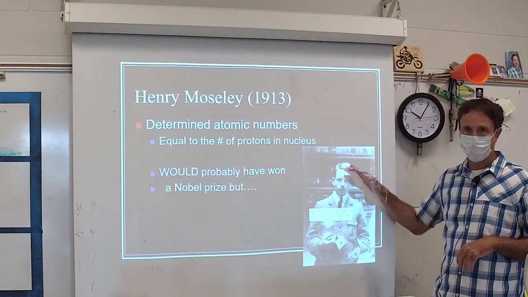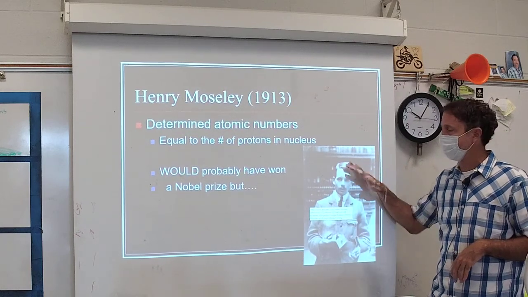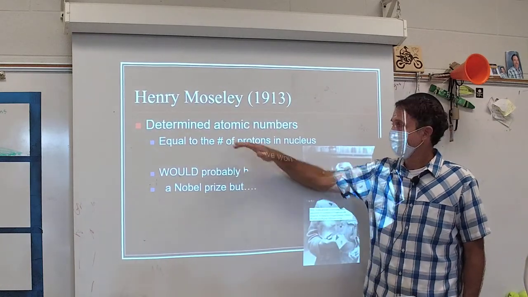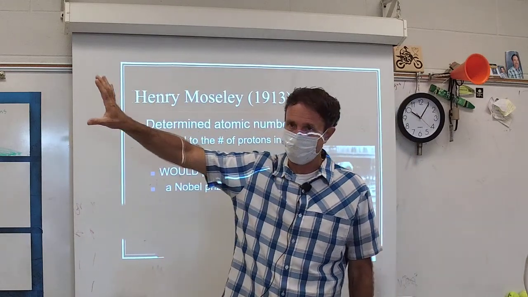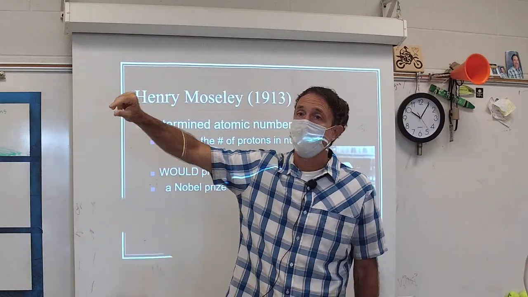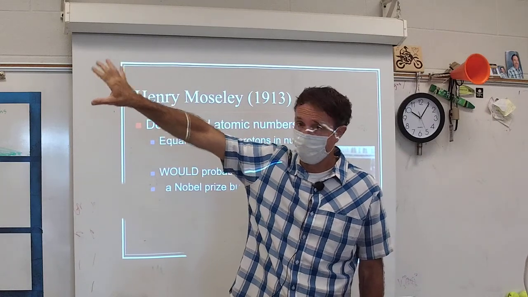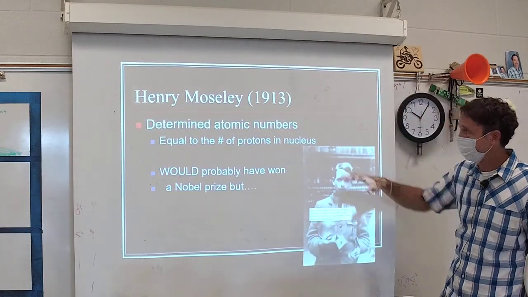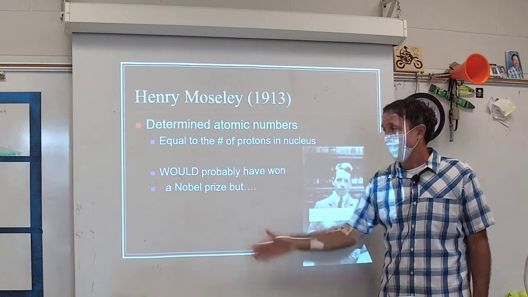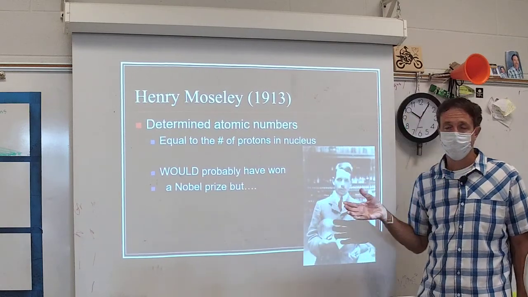Henry Moseley, super genius, comes along in his young 20s, determines the atomic number, which slightly changes the order of the periodic table. Okay? And the atomic numbers up here on the periodic table are all due to his work. Okay? In 1913. And he was going to win a Nobel Prize, no doubt.